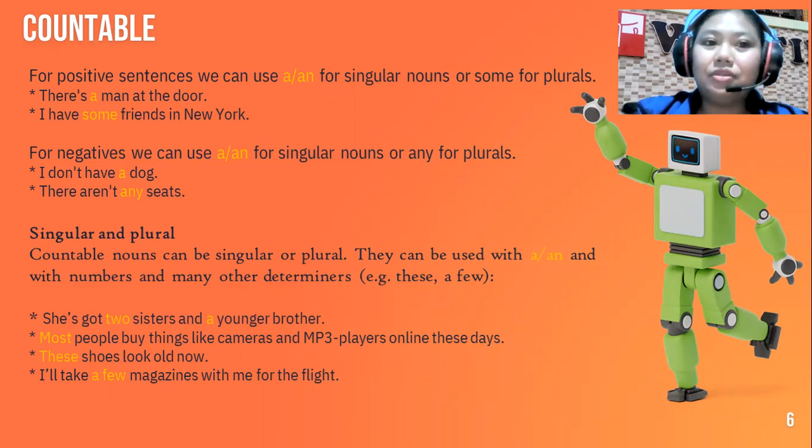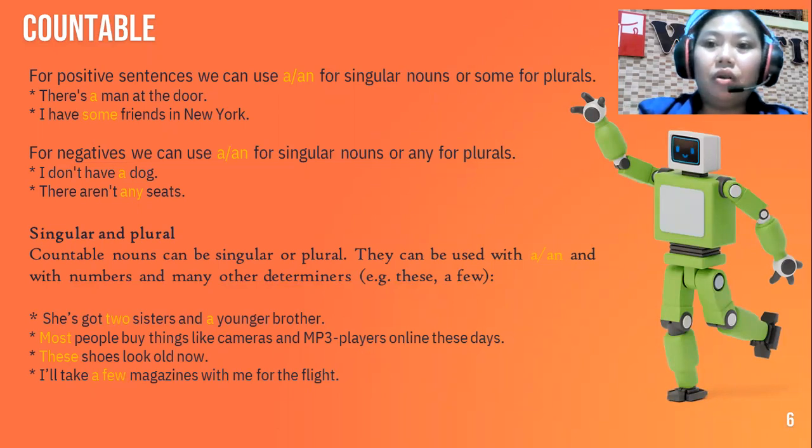Okay, the example for positive sentence: There's a man at the door. If singular, we put the article a or an. And if some plurals: I have some friends in New York. Yeah, we can put some, right? And then for the negative, it is the same. If the quantity is only one, we can still use a or an, the article. For example, I don't have a duck. And for the plural negative, we can use any. There aren't any seats.